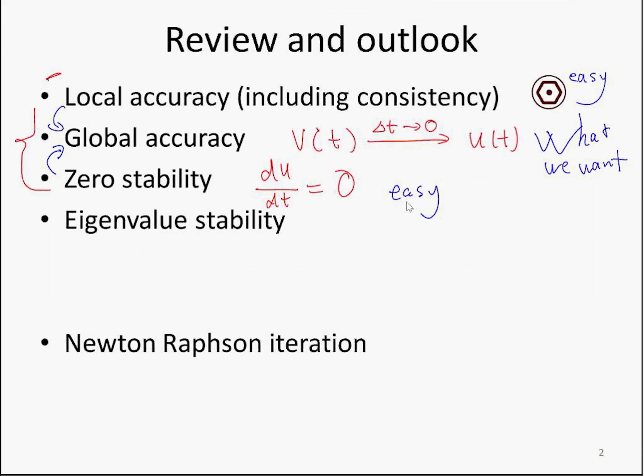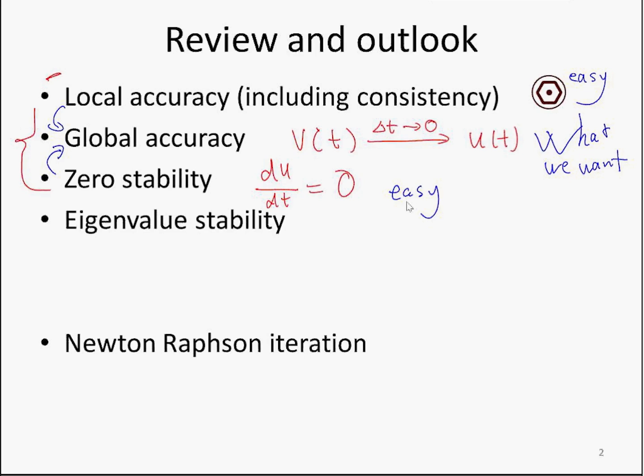It turns out that for the particular case we are looking at, forward Euler is actually eigenvalue stable, and the midpoint is not eigenvalue stable. So eigenvalue stability is a requirement that is more stringent than zero stability. Although midpoint is zero stable, it is not eigenvalue stable for that particular equation. Okay, any questions?